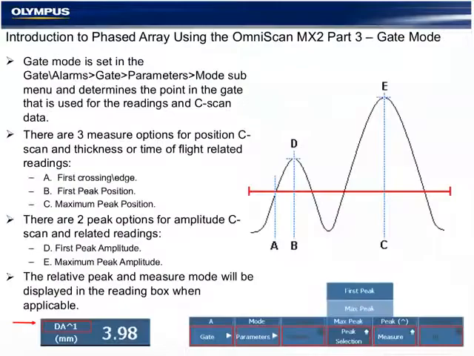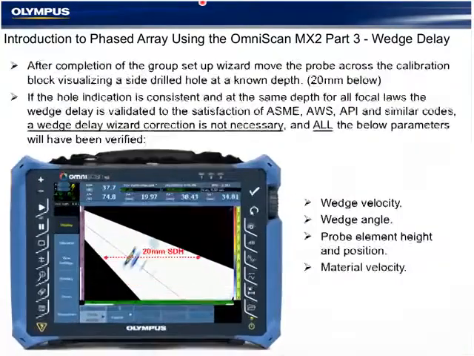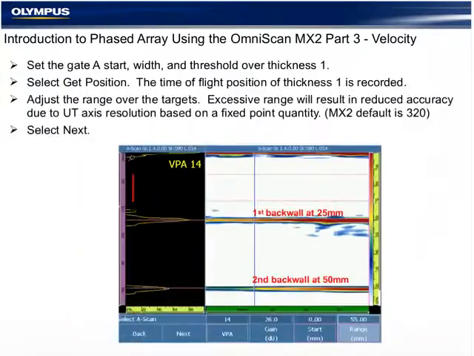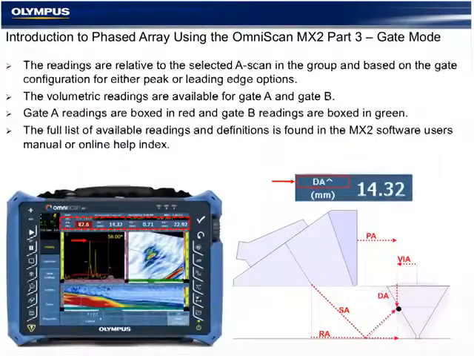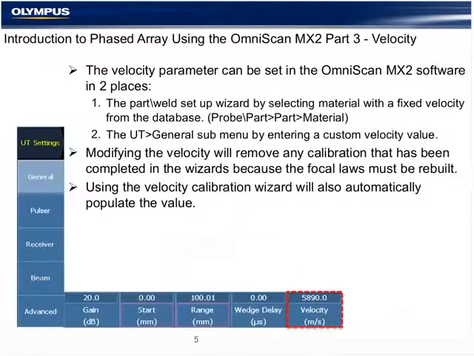In the wizard, the velocity parameter can be set and calibrated. It appears in two places: in the part weld setup, and in the UT parameters. The velocity can be either calibrated or entered in directly if it's known. And again, modifying the velocity will remove any calibration that was previously done for sensitivity or wedge delay.